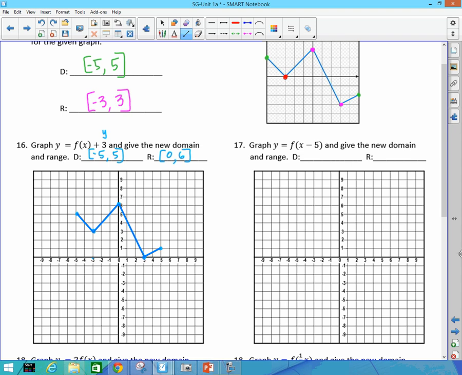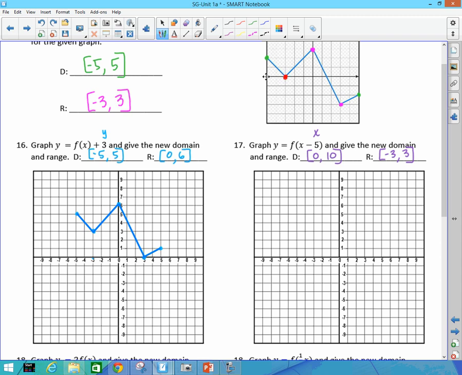Alright, let's go with 17, f of x minus 5. So this affects the x, which means my range doesn't change. So I'm going to plug in -3 to 3. And I'm going to do what to each x value? I'm going to add 5 to it because I don't want to do the opposite of what it looks like. So -5 plus 5 is 0, and 5 plus 5 is 10. So I'm going to take this whole graph and I'm going to shift it over 10 units.